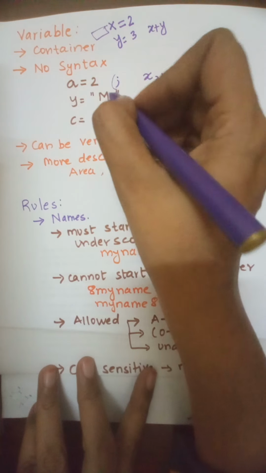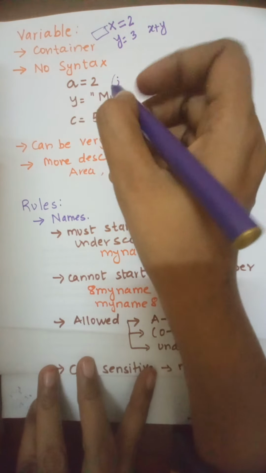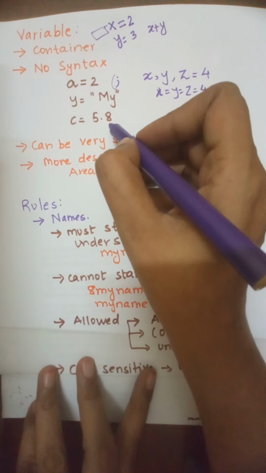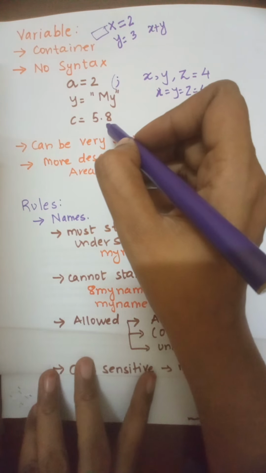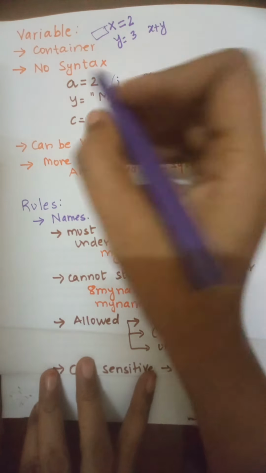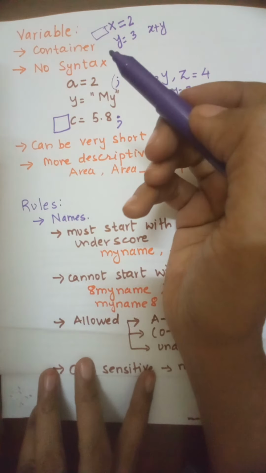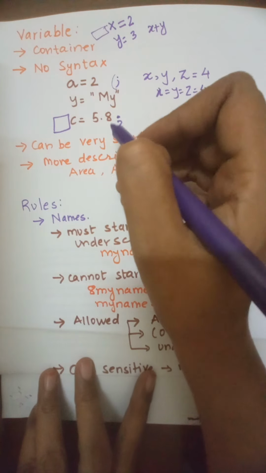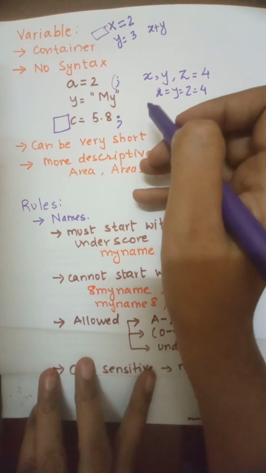For example, y is equal to, within quotation marks, I can assign a string. I can assign any floating point number. It is the same method that we were using with the pen and paper method. No need to put any semicolon here, no need to declare any data type here. So it is very simple to declare a variable in the Python programming language.